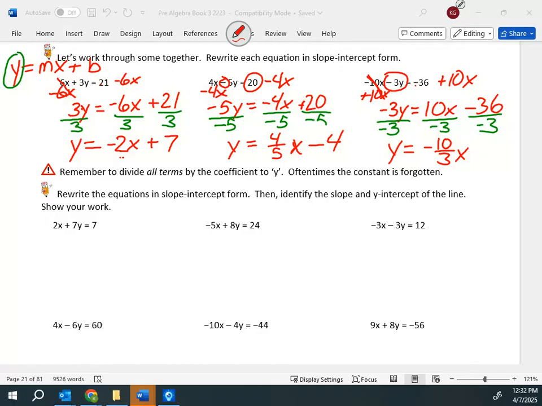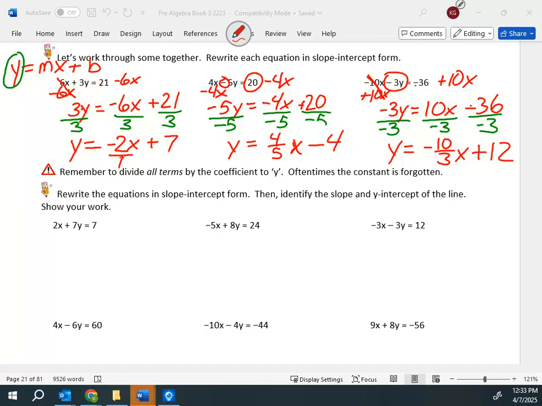I could have called this negative 2 over 1. Is that rise over run? Both are acceptable answers. What's the last part? Y equals negative 10 over 3x plus 12. I love that Claire saw it was a negative divided by a negative, so that turns it positive. 36 divided by 3 is 12.